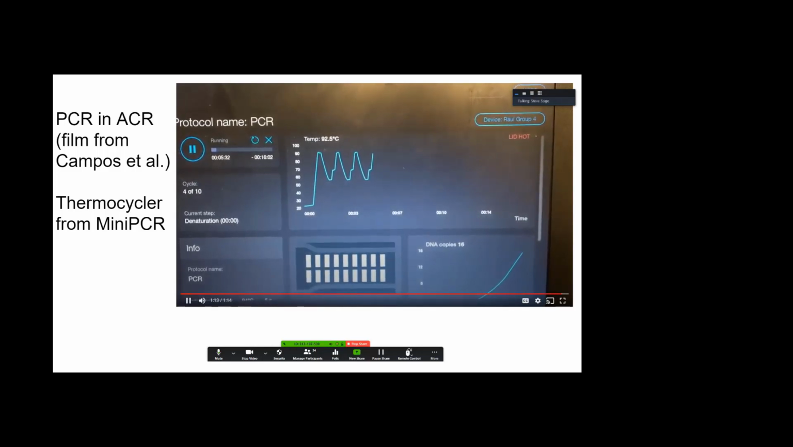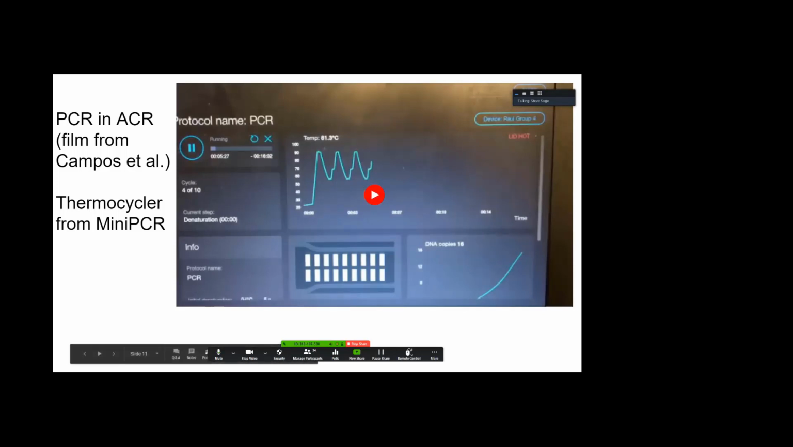But this is exponential growth. Every time it cycles, you double the DNA. And that's how PCR works. It just gives you an idea of what it looks like in real life on a small scale. I'll show you the big scale soon.